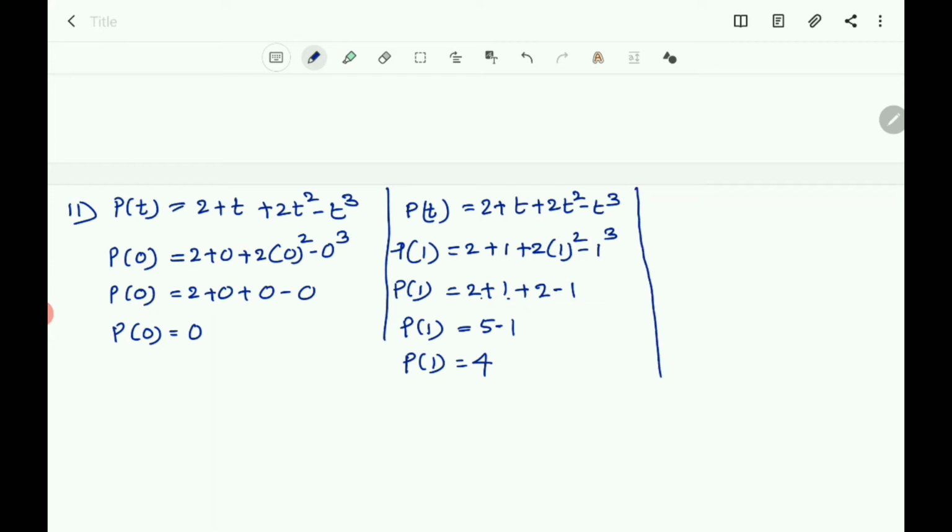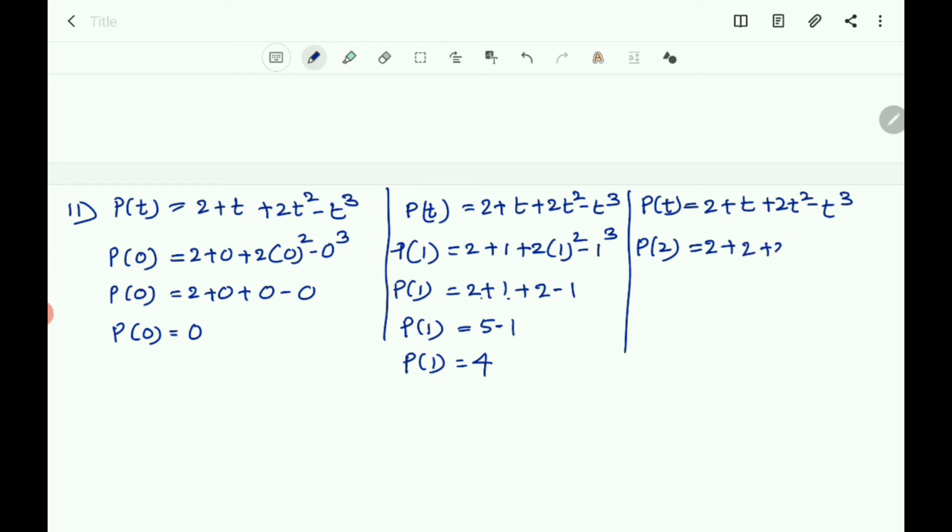Next you take again, you write P of t is equal to 2 plus t plus 2t square minus t cube, then P of 2. Then it becomes 2 plus t means 2, plus 2, t means 2, 2 square minus 2 cube. In the place of t you write 2.